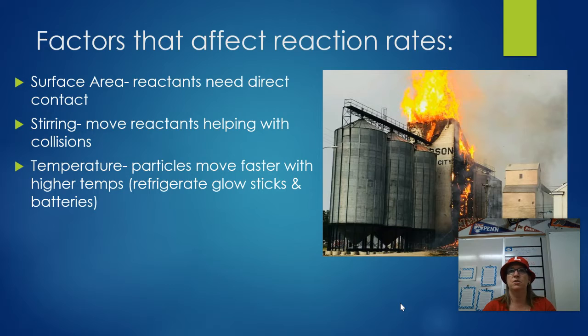Temperature. As temperature increases, particles are moving faster. The faster they're moving, more collisions will occur. So that will increase the rate of reaction. So if you ever get a glow stick and you want it to last longer, stick it in the refrigerator. That's going to slow down the reaction and cause it to last longer. Some people store their batteries in the refrigerator for the same reason. A battery is a slow chemical reaction, releasing energy. If you put it in the refrigerator, that decreases the temperature, it decreases the motion of the particles, and so the reaction rate goes down.